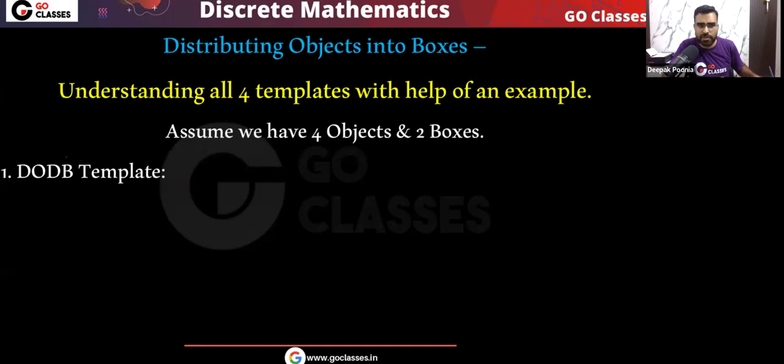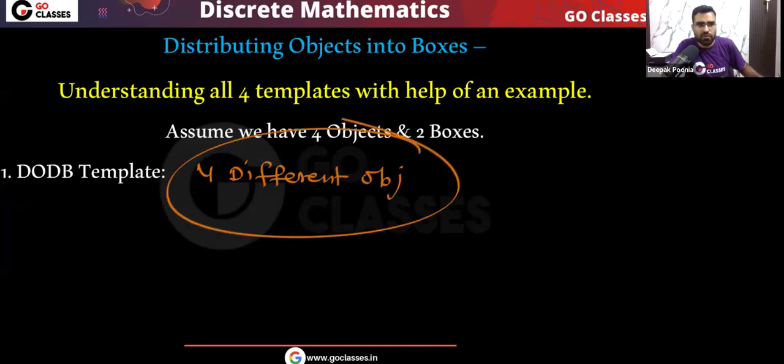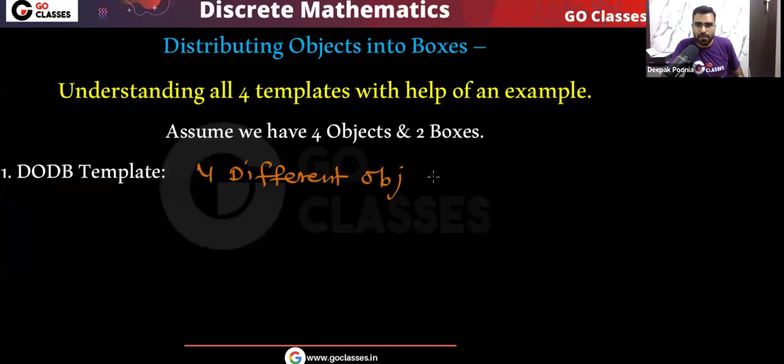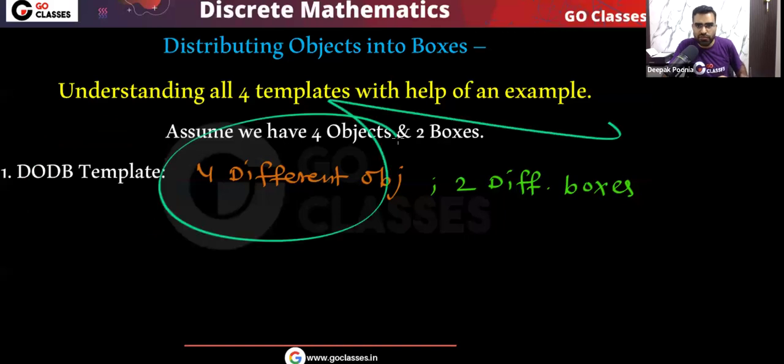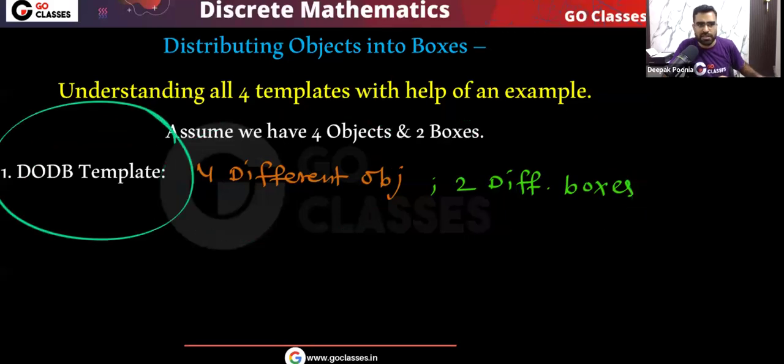When can we apply the DODB template? The DODB template says that if you have different objects and different boxes, then we can apply it. So let's assume that these four objects are different and these two boxes are also different. Remember, here we have four different objects, for example four different elements A, B, C, D, and two different boxes. In this situation, when the objects are different and the boxes are different, we can apply the DODB template.